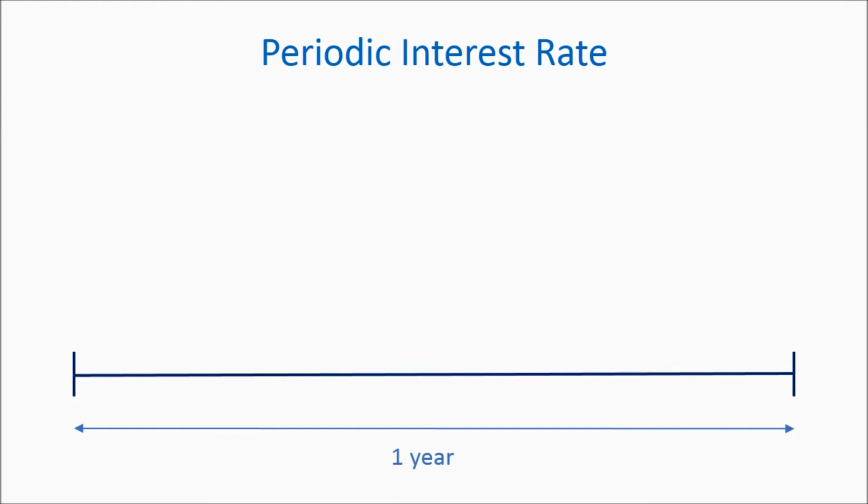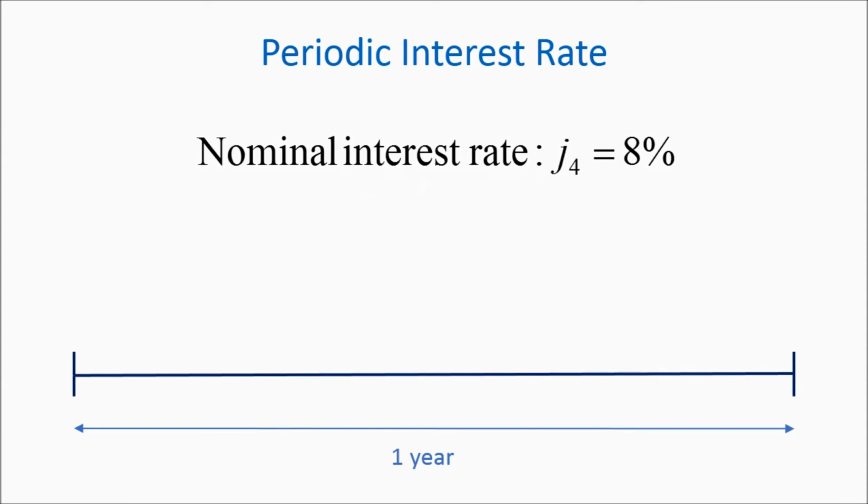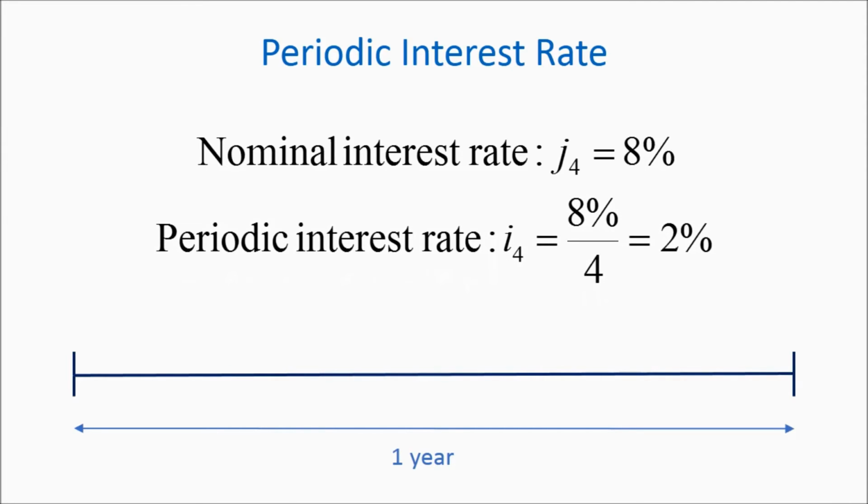Let's look at another example. What if we have a nominal interest rate with quarterly compounding? J4 equals 8%. That means there are 4 compounding periods per year, and each quarter, each compounding period, we add 2% to the loan because our periodic rate I4 is equal to J4 divided by 4 compounding periods and is equal to 2%. So every compounding period we're adding 2% to the loan amount, and we do it 4 times.